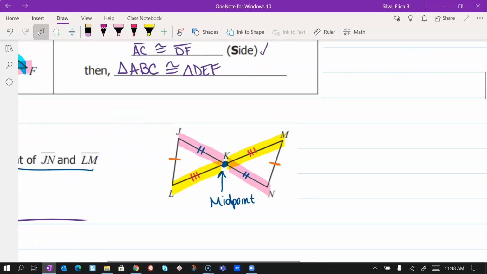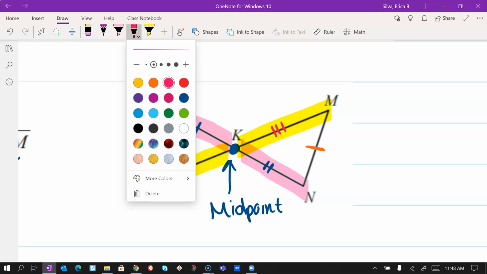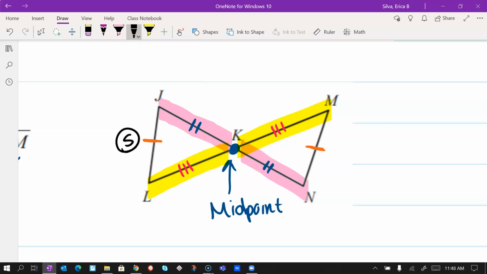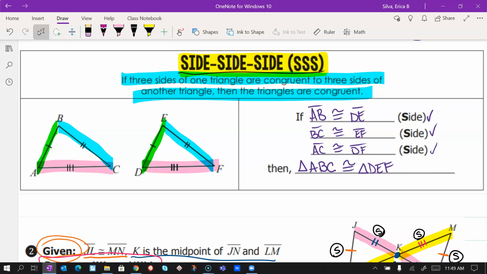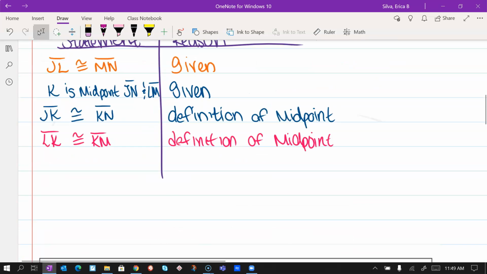All right, so notice how it's asking us to prove that those two triangles are congruent. So if we look at my two triangles, we know that this side is congruent to this side, its corresponding part. This side is congruent to its corresponding part, and this side is congruent to its corresponding part. So because all corresponding sides are congruent, can we say that the triangles are congruent? Yes, in fact, we can because of this postulate. When we have two triangles that have the same congruent sides, then the two triangles are congruent.